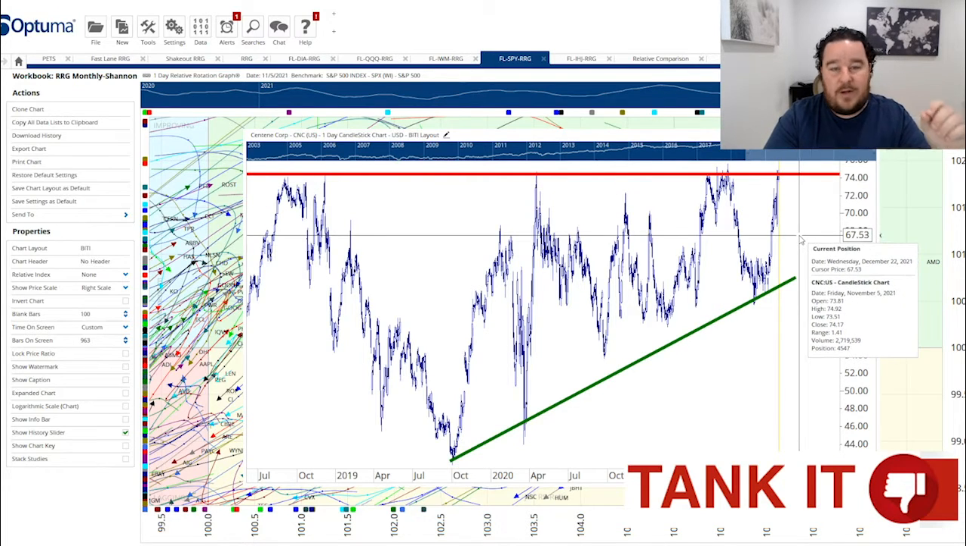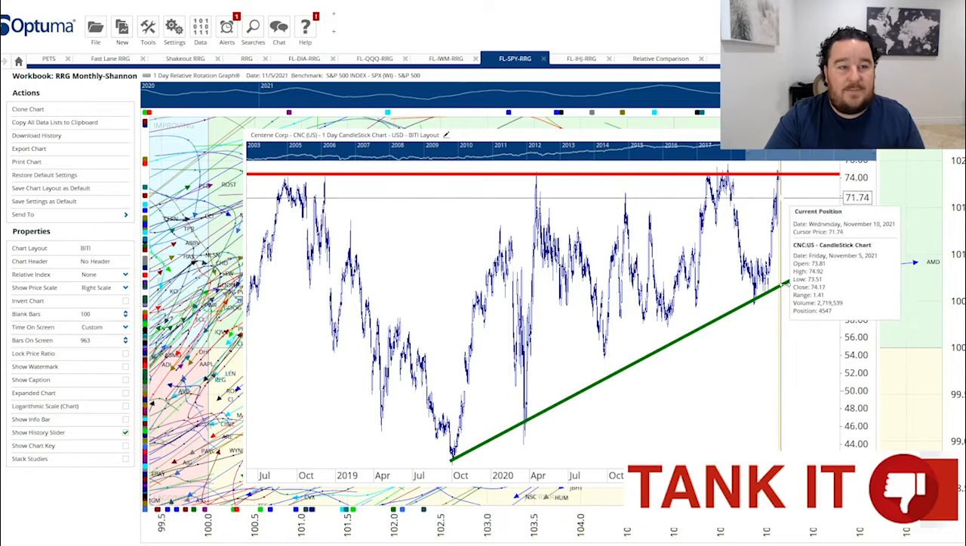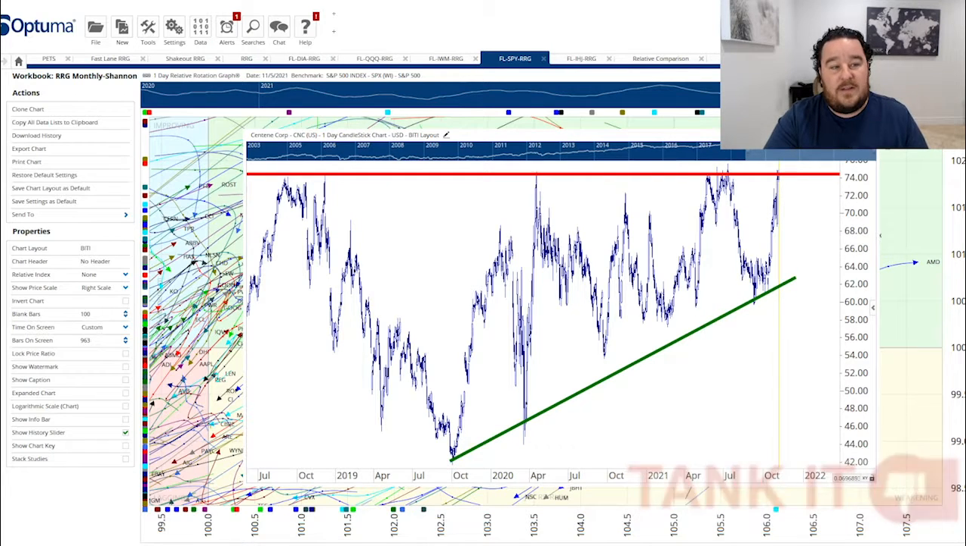Again, based on our profit radar that we were showing you, the rotation that's going through and everything else, this stock is on your tank it list. Look for put options maybe to benefit here on a short-term move to the downside.